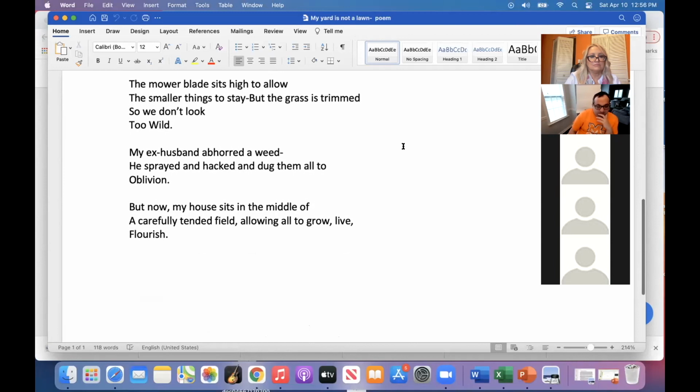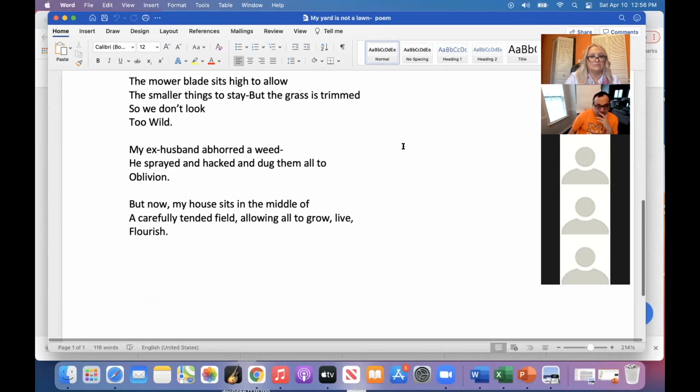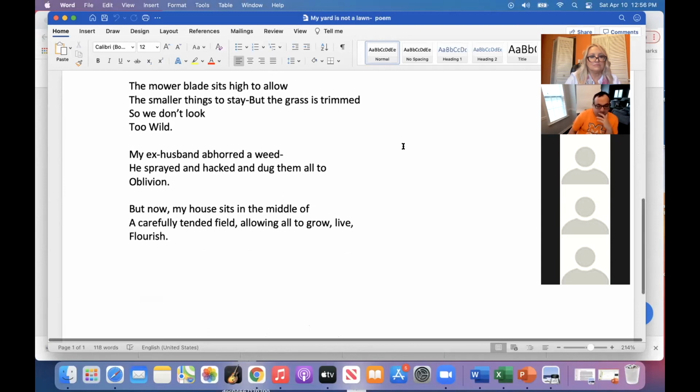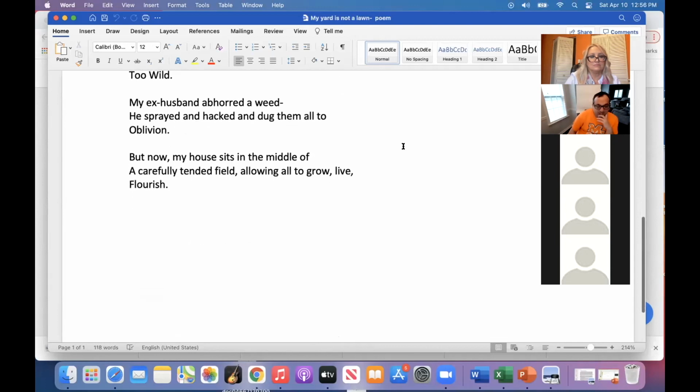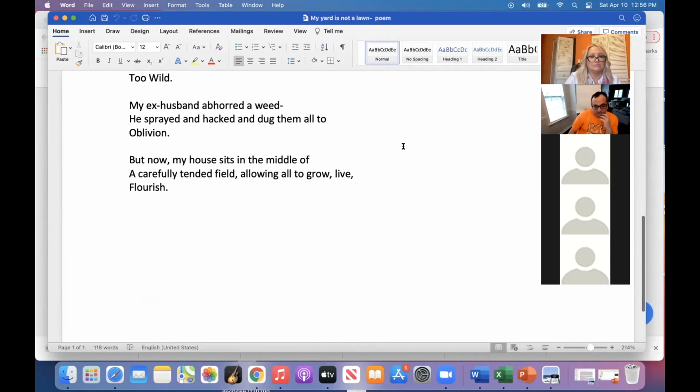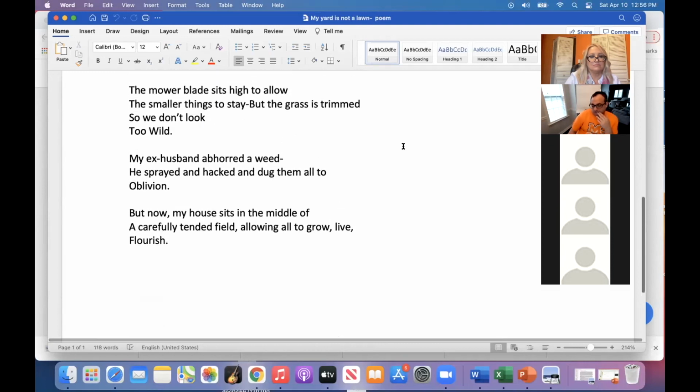My ex-husband abhorred a weed. He sprayed and hacked and dug them all to oblivion. But now, my house sits in the middle of a carefully tended field, allowing all to grow, live, flourish.